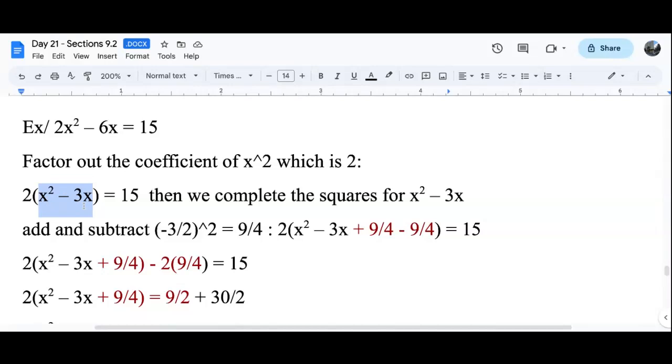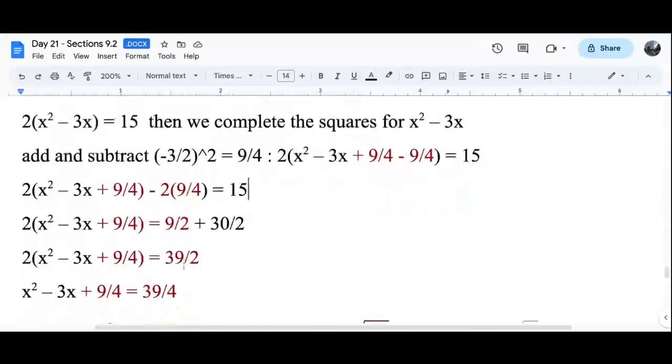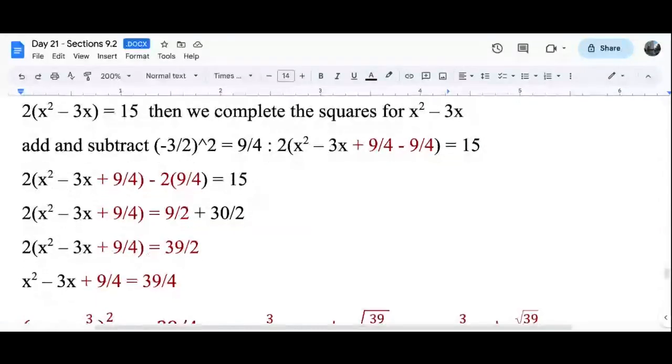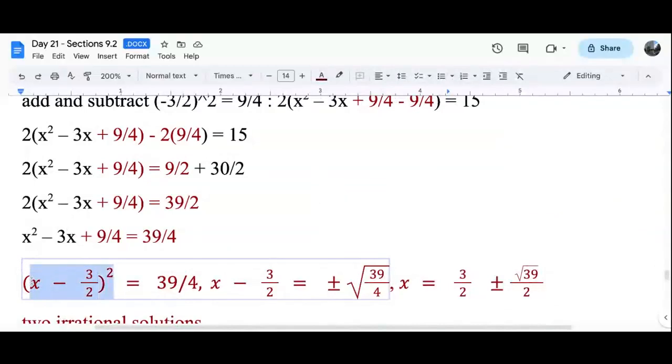Now we focus on x squared minus 3x. Half of minus 3, squared, is 9 over 4. So what do we do? We add 9 over 4 and subtract 9 over 4, as if we add 0. By doing so, we have a perfect square. We have x minus 3 over 2 squared.